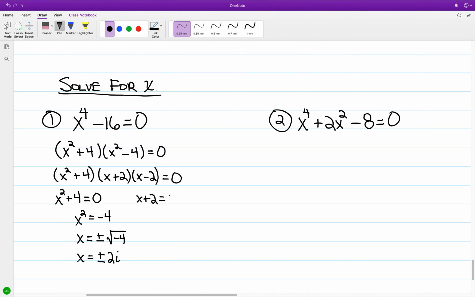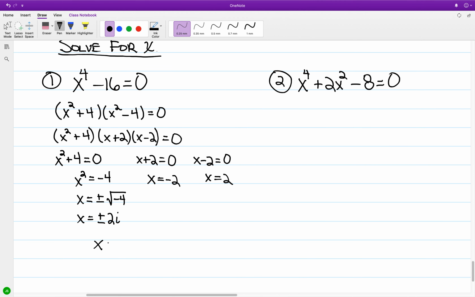Now for x plus 2 and x minus 2, if I set each of these factors to 0, so we'll have x at negative 2 and x at positive 2 respectively. So we have altogether that x is 2i and negative 2i, and also 2 as well as negative 2. So we have four solutions for x, upon which we have x to the 4th minus 16 is equal to 0. Now, second case, we have x to the 4th plus 2x squared minus 8 is equal to 0.